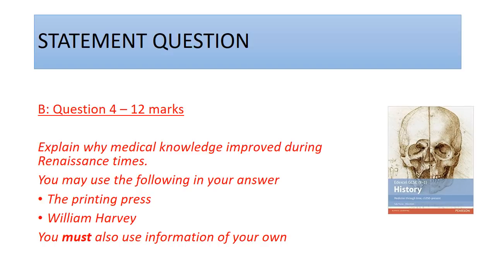They will always give you two stimuli, in this case the printing press and William Harvey. But again, in order to get a higher mark, level 4, you must also include other information apart from the stimuli.